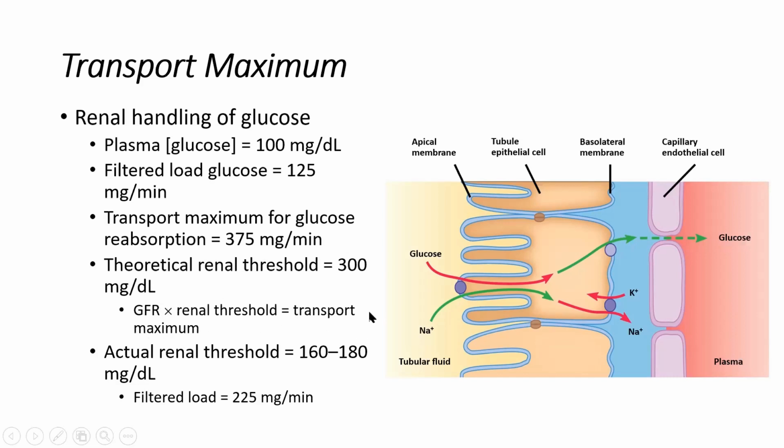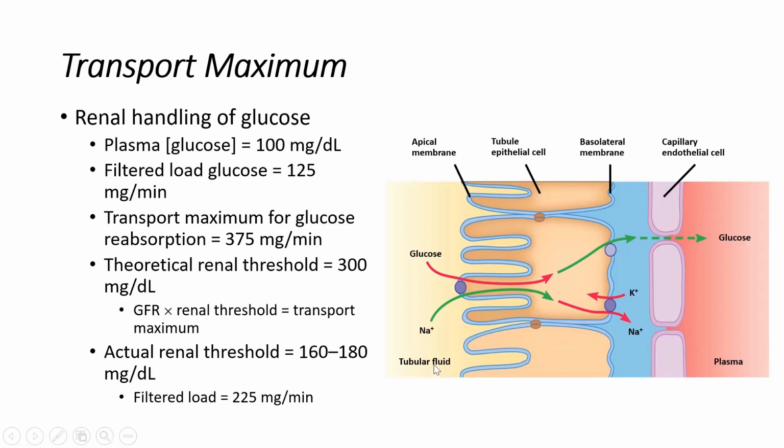So if we plug that 375 in and we plug that 125 in, we would get a renal threshold value of 300 milligrams per deciliter. Again, this is a theoretical renal threshold. This is what physiologists theorize this to be based upon their scientific in vitro experiments, okay?